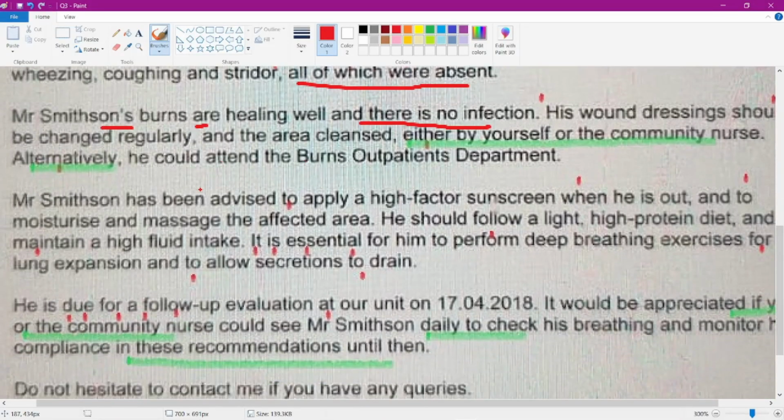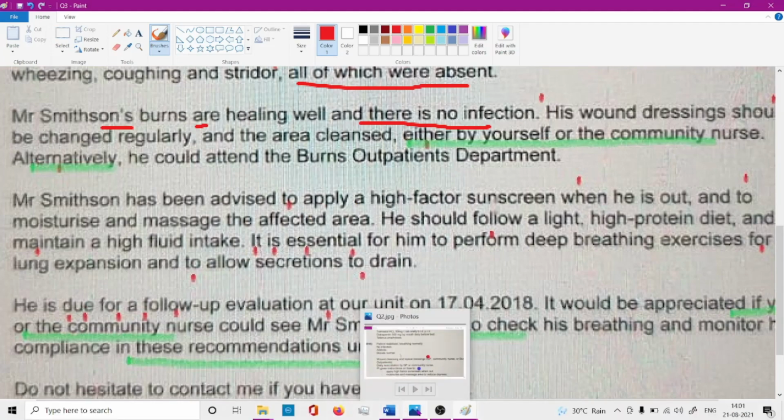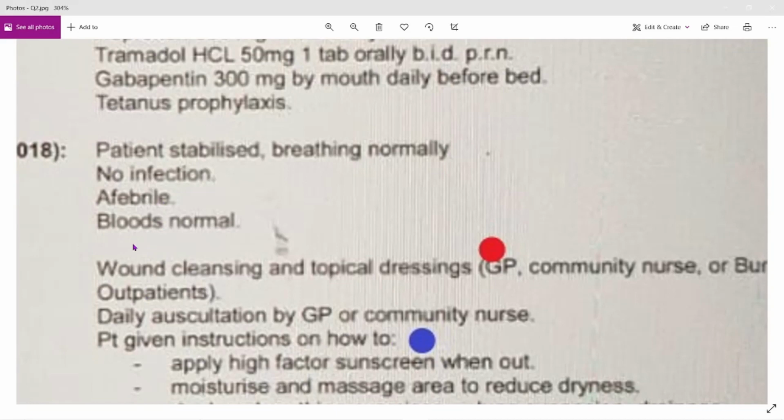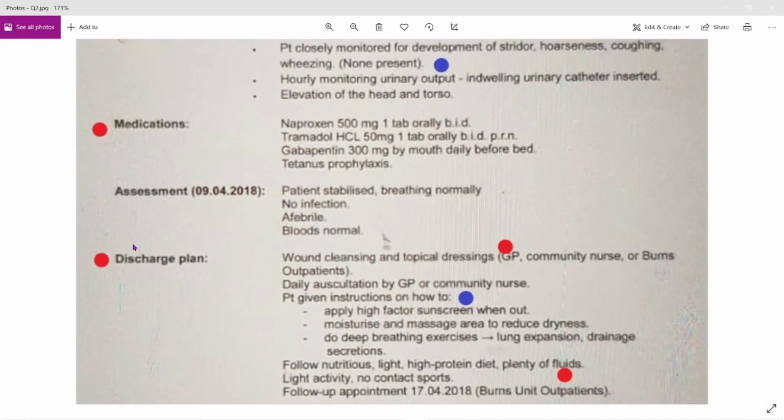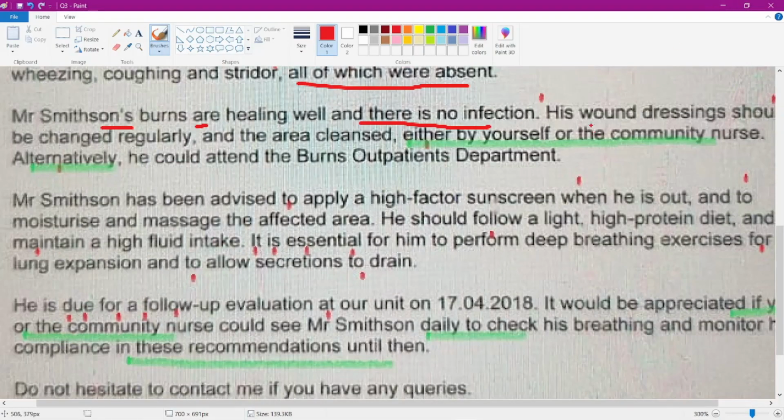Mr. Smithson has been advised, see the usage of has been advised, to apply. Now the discharge plan is coming. Has been advised to apply a high factor sunscreen when he is out, and to moisturize and massage the affected area. He should follow a light high protein diet and maintain a high fluid intake.